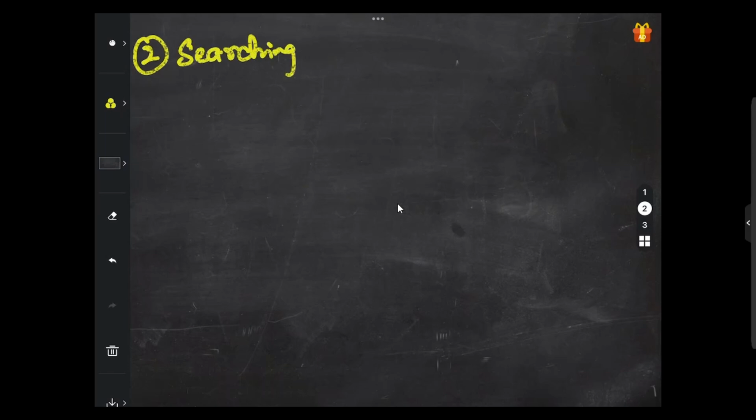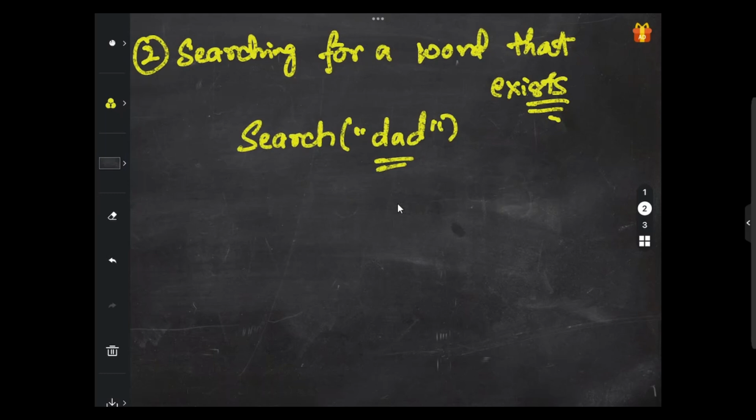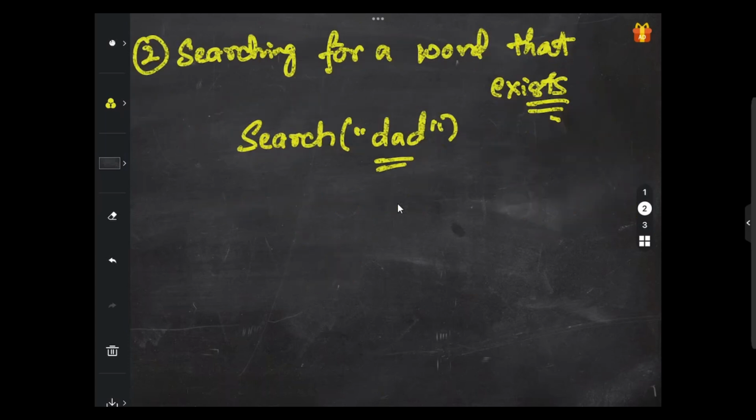So here searching for a word that exists. When I say searching for the word that exists, I'll go with the example search of dad. This one we have dad here, search of dad. So the second one is dad itself here, right? So the return value of the search is boolean. So the output will be true. Obviously we have the dad in the trie.